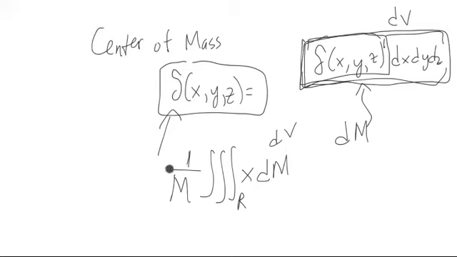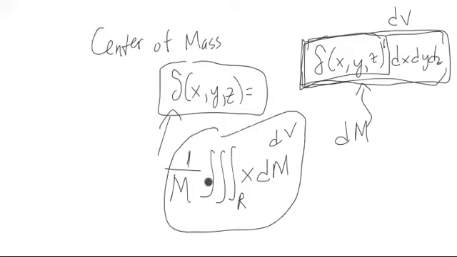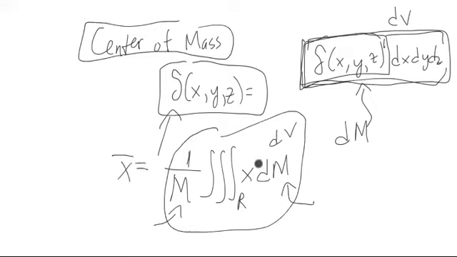Here we have 1 over mass, and then we have x dm right here. So in this case, we get something very nice, finding the average value with respect to mass. And it's basically the same thing. You just replace your V's with M's and you get center of mass. Here, this would be the X coordinate of the center of mass, just finding the average value of X with respect to mass now. Where dm is simply some function in 3 variables multiplied times your dv.